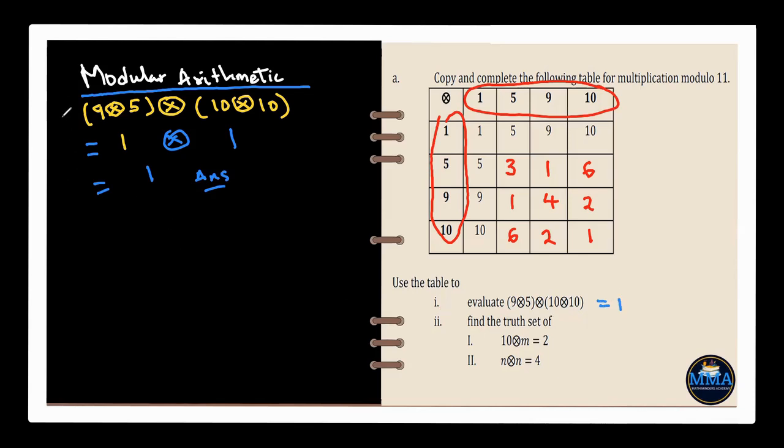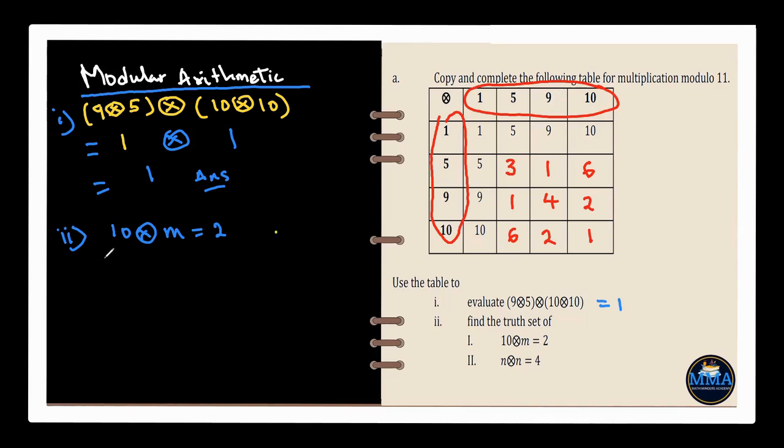Now that's it. That's I. Let's go to II. Find the truth set of 10 times m equals 2. So we want to look at 10 times m equals 2. So we have to find the value of m. Now from the table, what do you multiply 10 with to give you 2? Look at where we have 2. 10. If we follow this line, we see 2 here. So 10 times 9 is 2.